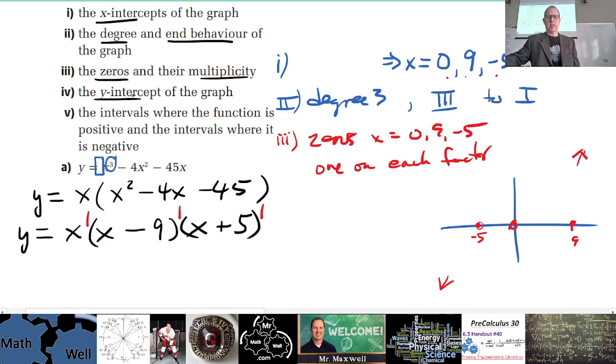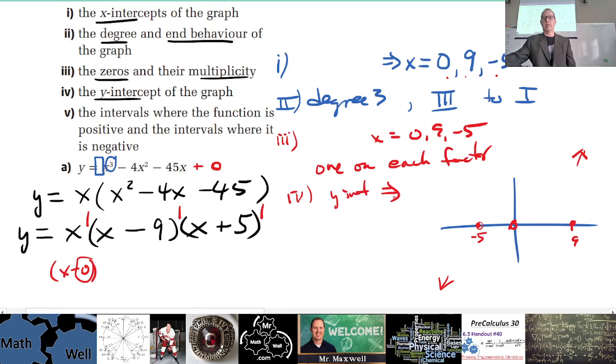What's next? Y-intercept. The Y-intercept would be the constant in the standard form, or it would be the multiplication of all the constants in each factor. So remember that this x has a factor of 0. So 0 times negative 9 times 5 is 0. There's no constant here, so that's understood to be 0 up there. So for number 4, the Y-intercept is y equals 0.